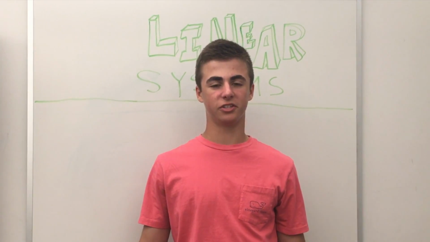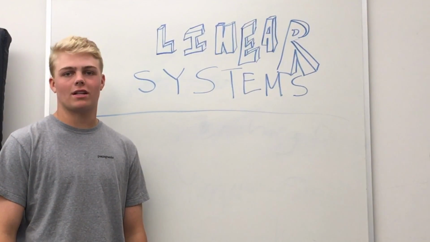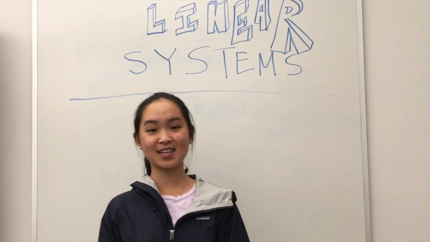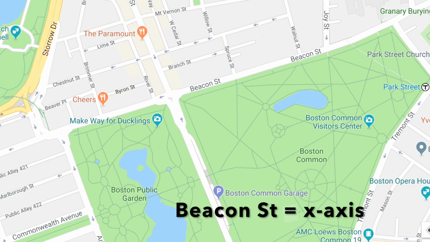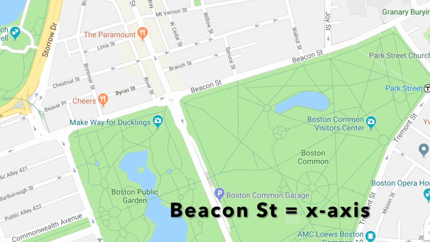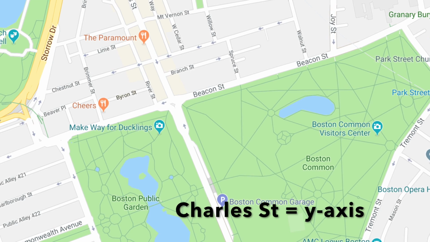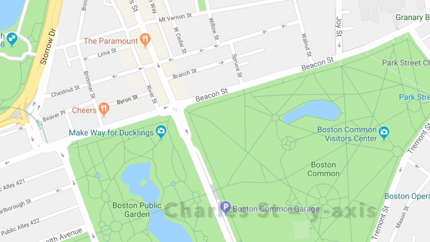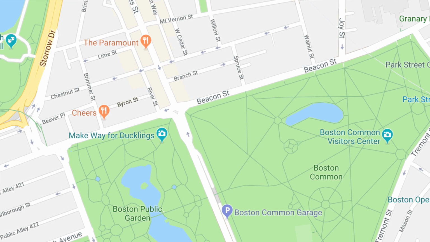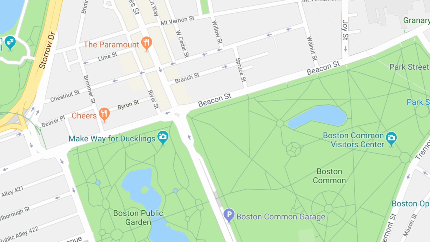So what is a linear system? A linear system is when you solve two equations to find the intersection of two lines. What does a linear system represent? Well, we could think of it as a map where we're looking at Beacon Street and Charles Street in Boston. And a linear system could be used to figure out where two streets intersect. So any of these smaller streets on the map.